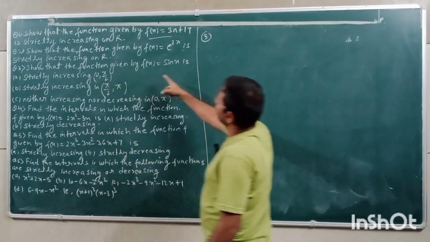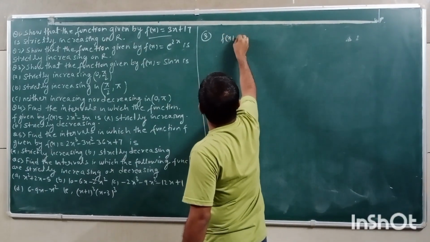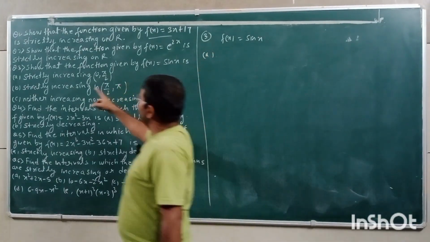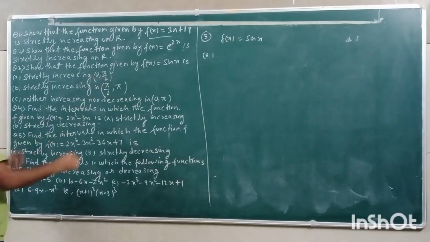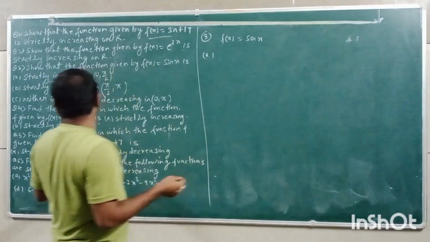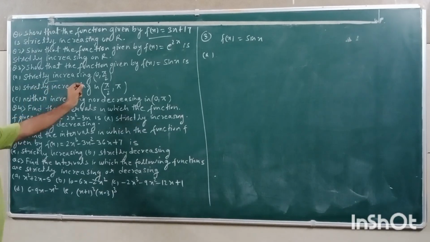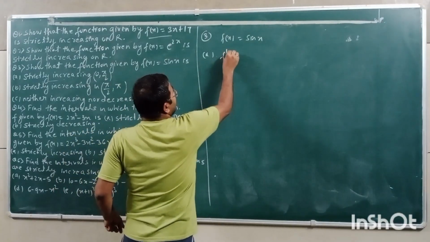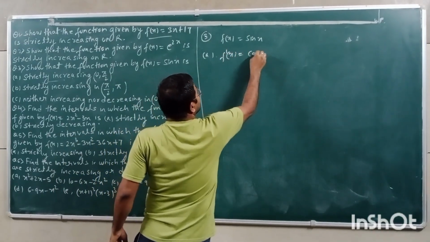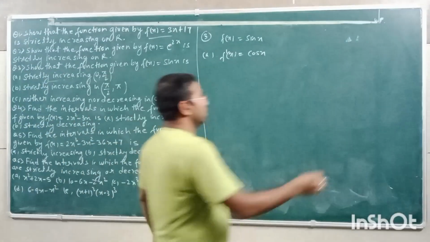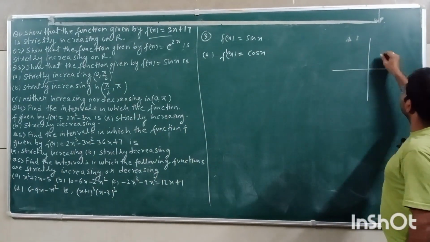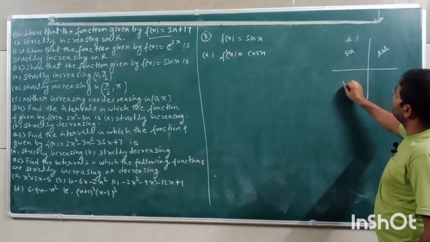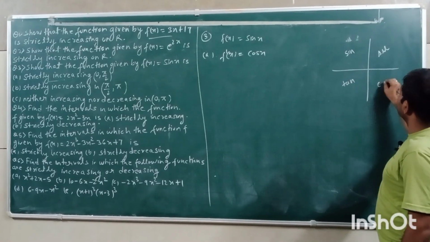Question number 3 is given: the function f(x) is equal to sin x. First we have to show this function is strictly increasing on 0 comma pi upon 2. For that we have to differentiate this first. Then f'(x) will be cos x. Now make the quadrants: in the first, all trigonometric ratios are positive; in the second, only sine is positive; in the third, only tan or cot is positive; in the fourth, cos is positive.